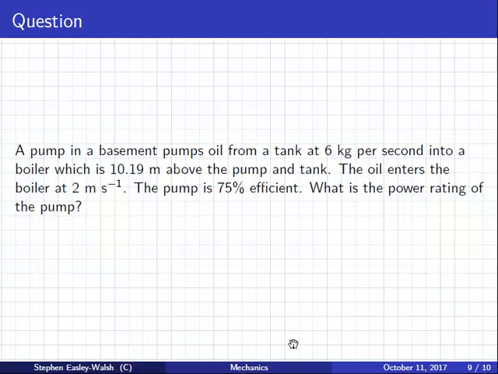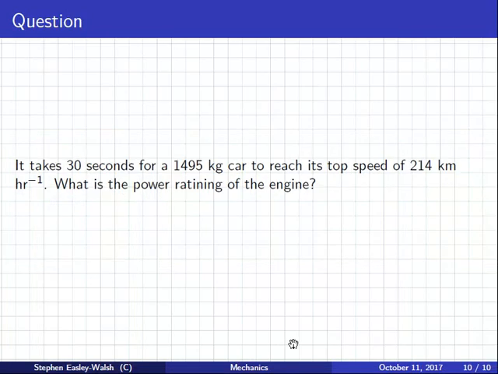Let's see if I got another example, or is that it? Yeah, I have one more example, and I'm going to let you try it before I do it. It's a hard one. It takes 30 seconds for a 1,495 kilogram car to reach its top speed of 214 kilometers an hour. What is the power rating of the engine?